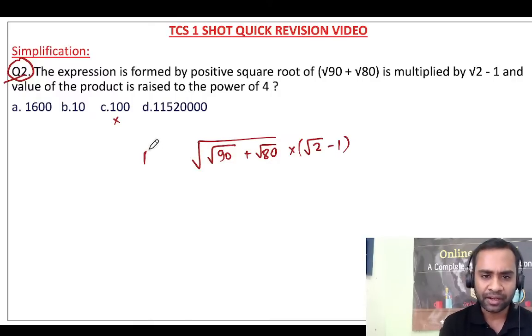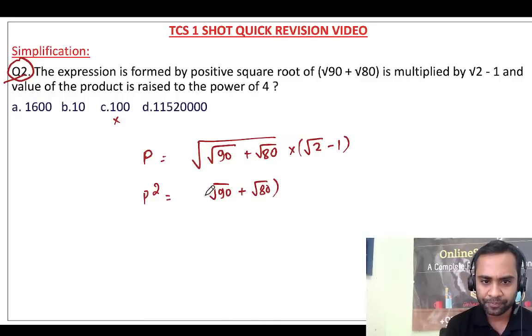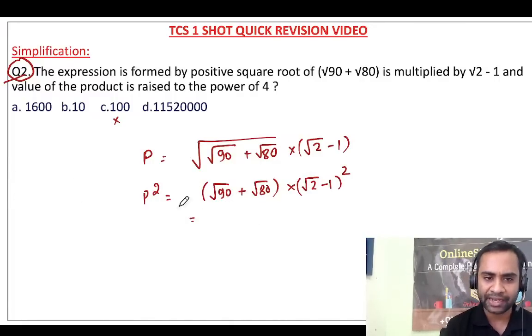Now I will assume this is nothing but p. So I will make p square. P square means the square root will go away. So it will become like this, into a square root of 2 minus 1 square, right? Okay. So square root of 90, how can you write? We know 10 is there in this, right?